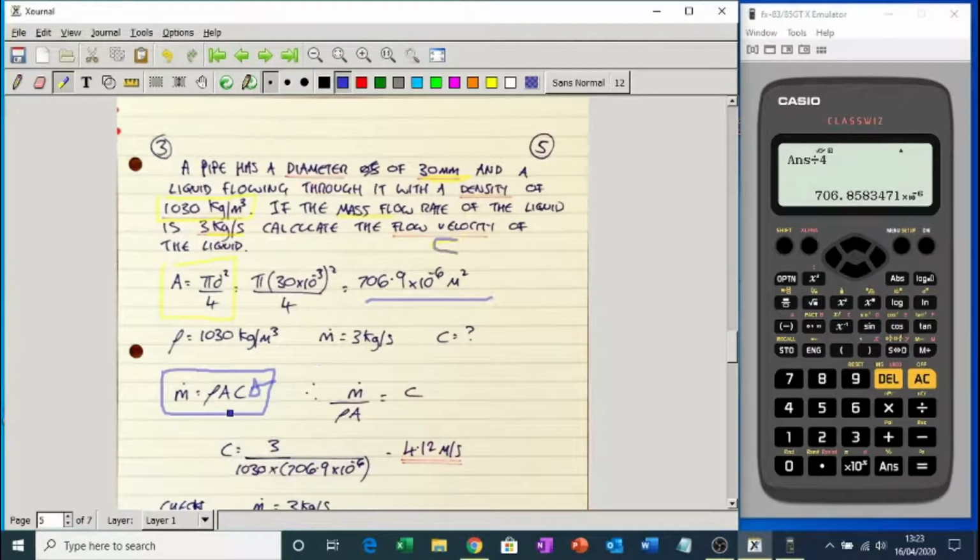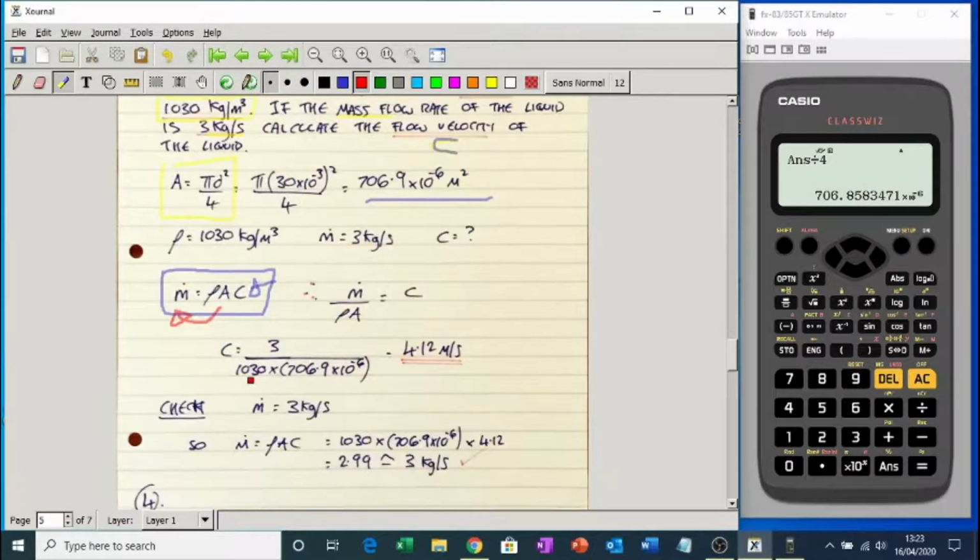Density, so I've rearranged now. We need to rearrange for c because we don't know what c is. All I've done is bring the density and the area down to there. So therefore the flow velocity is going to be mass divided by density times area. I've left the c there and brought these two down. So this is going to give us our flow velocity.